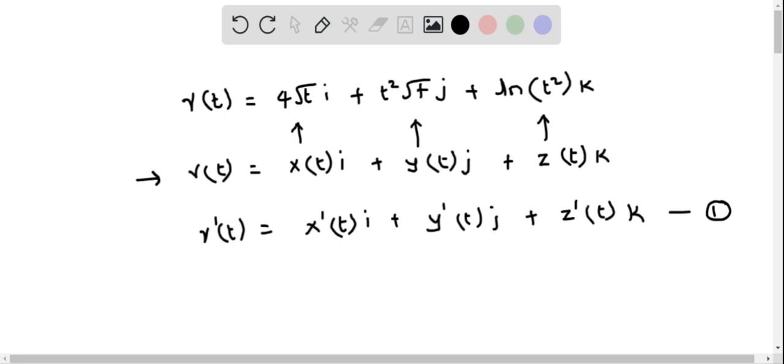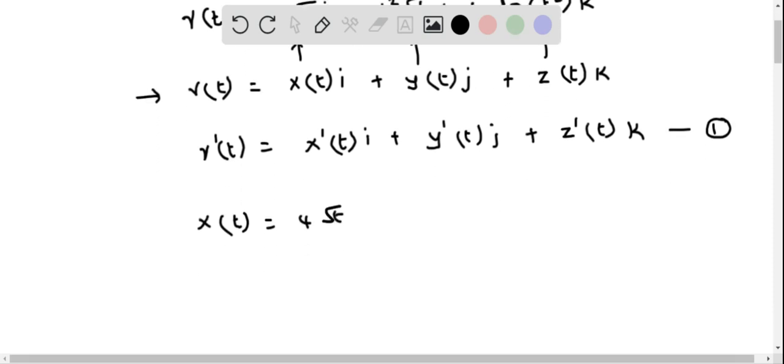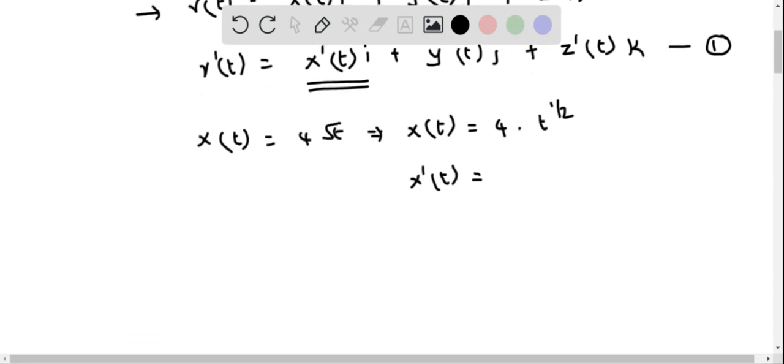Now from this comparison we can see that x of t equals 4 root t, and we will find its derivative because we need it here. So let's find this derivative. We can rewrite this as x of t equals 4 times t power 1 by 2. Now let's find the derivative by differentiating x of t with respect to t. This gives 4 times, applying the power rule, half t raised to the power of half minus 1.